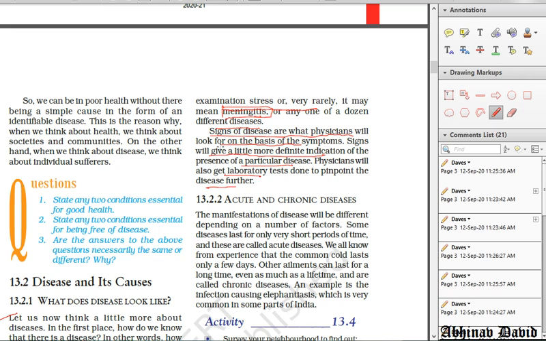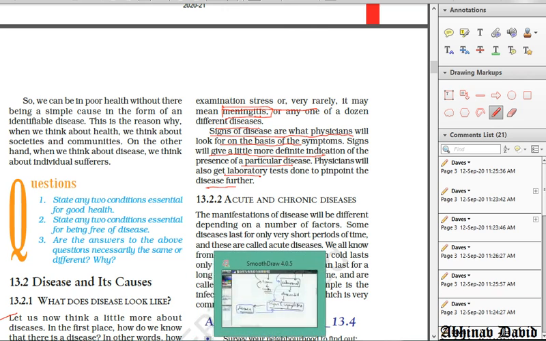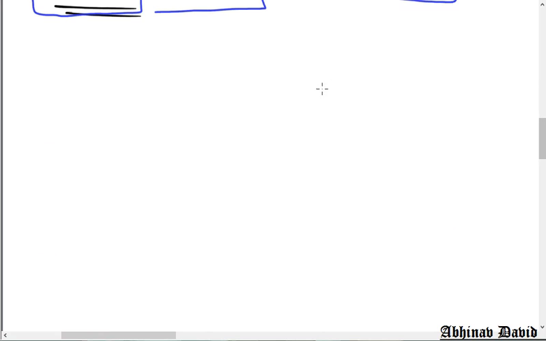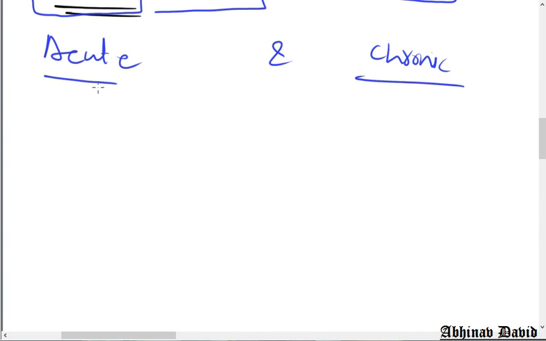Okay, so I hope you understood what a disease looks like. Disease depends upon symptoms and signs. So disease is characterized by its signs and symptoms. Now let us talk about acute and chronic diseases. What do you mean by acute and chronic diseases? They are a very simple concept. Let us discuss acute and chronic diseases. Diseases are classified based on the time period.